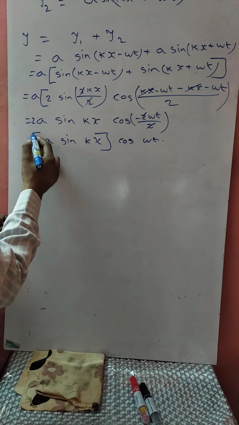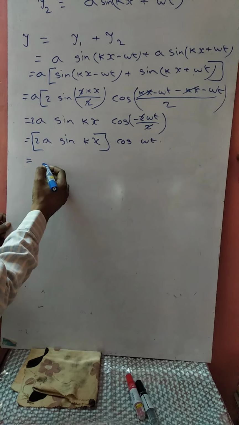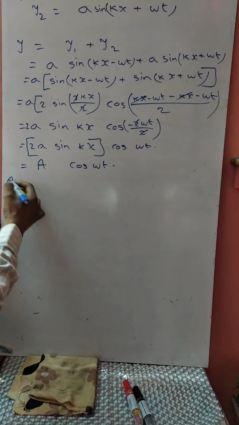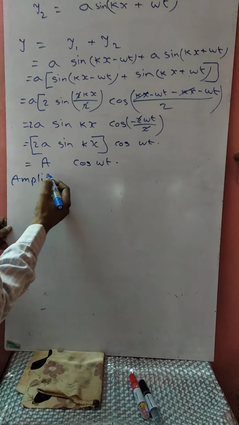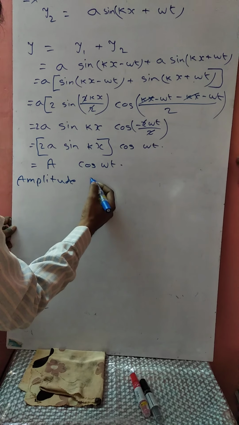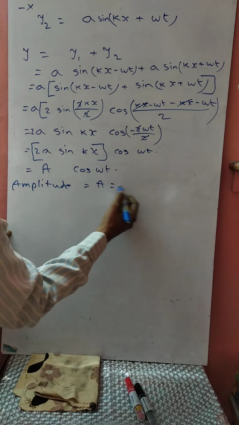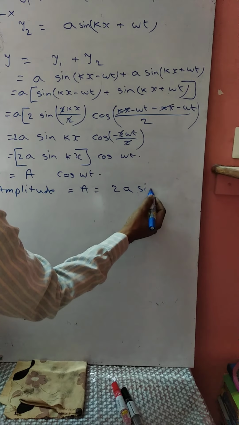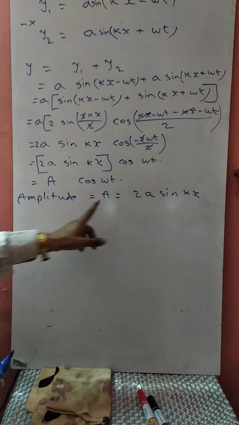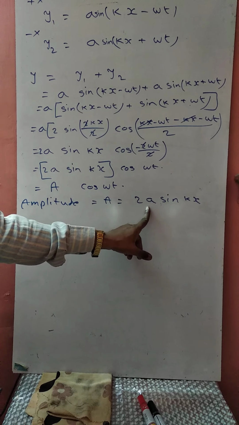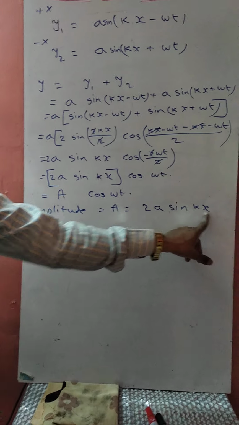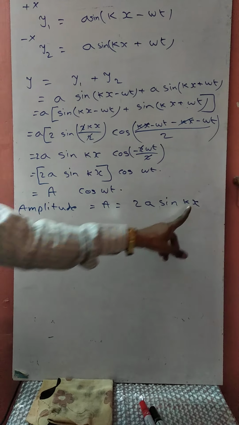And if you take this portion as a bracket, this is called the amplitude of the wave. So the amplitude of the stationary wave, or standing wave, is A equals 2a sine kx. And from this equation you can say that at certain positions the amplitude is minimum. Those positions are called the nodes, where sine kx is going to become 0.